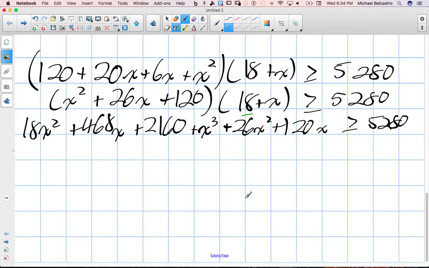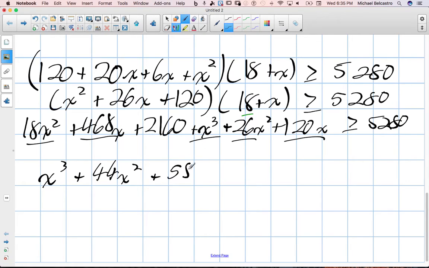And then we just collect our like terms. So I'll put them in order here. x cubed will go by itself. We have two x squareds. We add them together, we get 44. I think that's right. Yeah, that's right. 44x squared. 120 plus 468, that's going to give us 588x, and then plus 2,160.